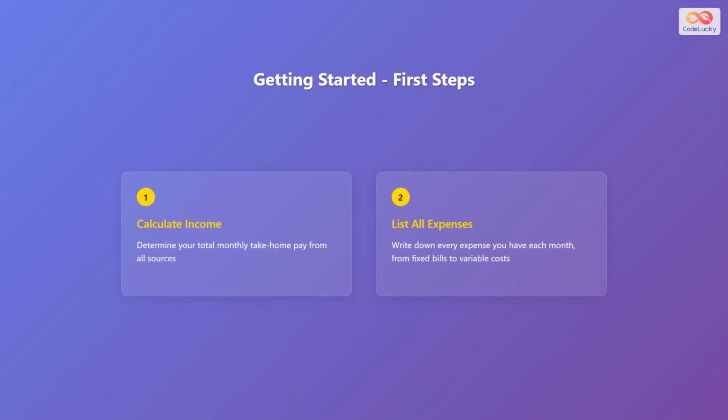Getting started with zero-based budgeting involves two fundamental steps. First, calculate your total monthly income. This includes your take-home pay from all sources after taxes and deductions. Be sure to use your actual take-home amount, not your gross salary. Second, list every single expense you have each month. Include fixed costs like rent and utilities, variable expenses like groceries and gas, and don't forget irregular expenses like annual insurance payments or quarterly subscriptions.